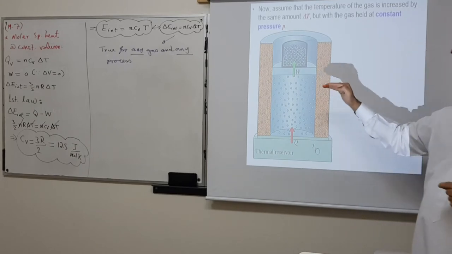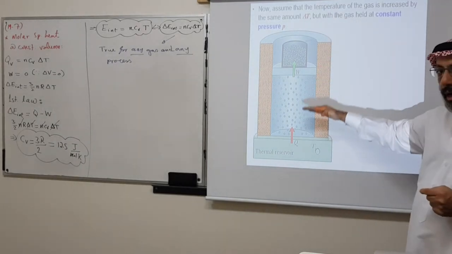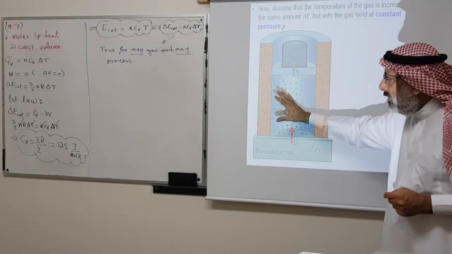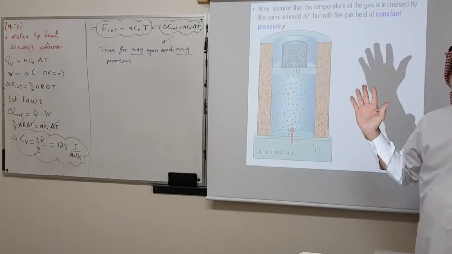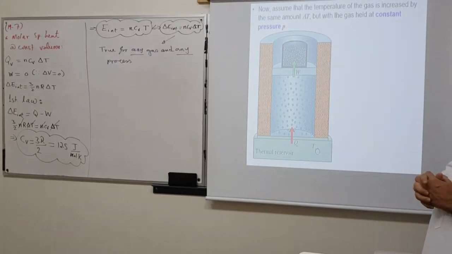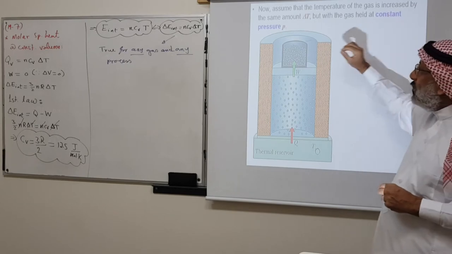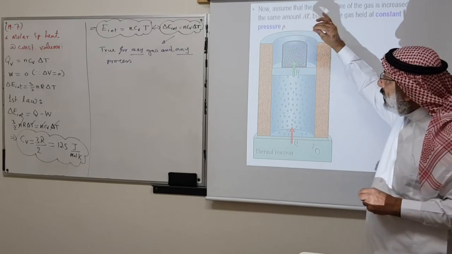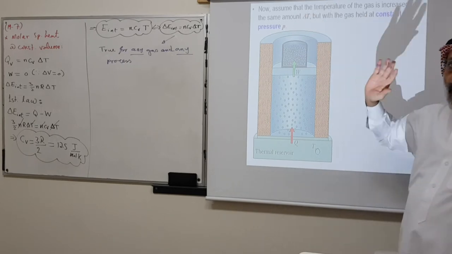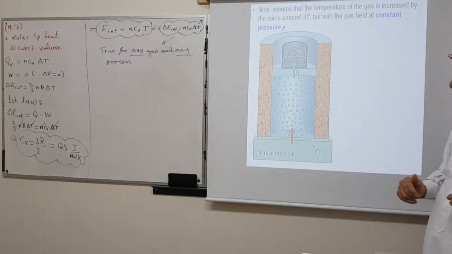So the piston now is allowed to move up or down, and therefore the volume is variable now. It's not fixed like before. But now the pressure is constant. So we are not changing the weight of the lead shot. We are not touching that. So the pressure is constant.